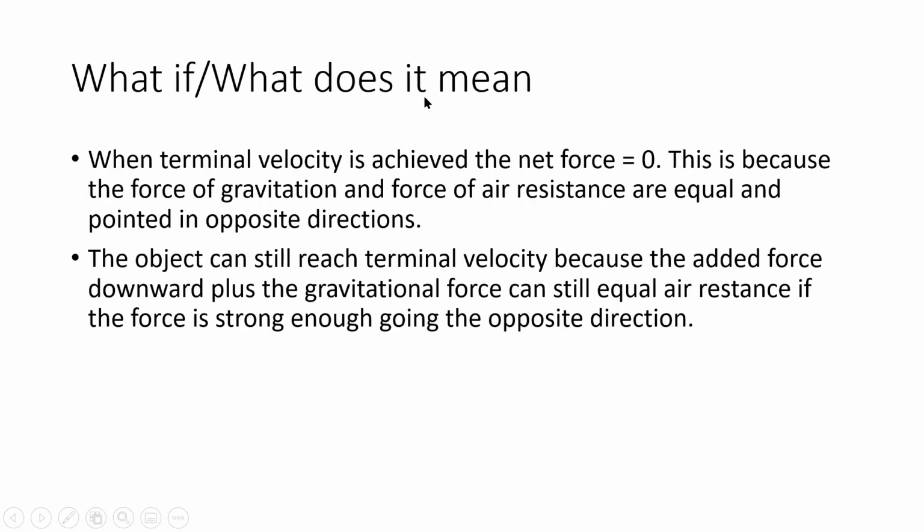What if and what does it mean questions? When terminal velocity is achieved, the net force is equal to 0. This is because the force of gravitation and the force of air resistance are equal and pointed in opposite directions. The object can still reach terminal velocity because the added force downward plus the gravitational force can still equal air resistance if the force is strong enough, going the opposite direction.